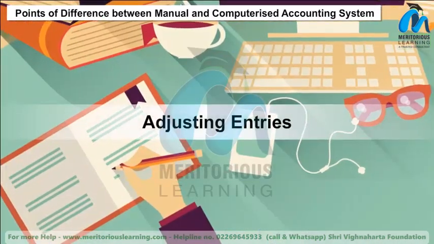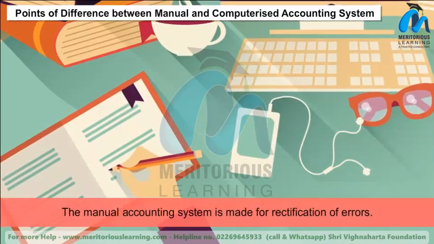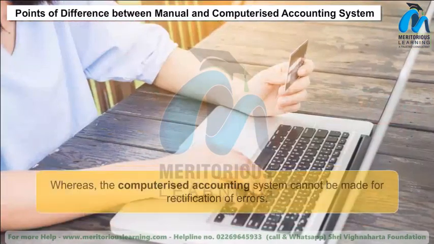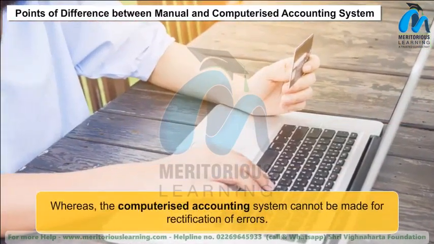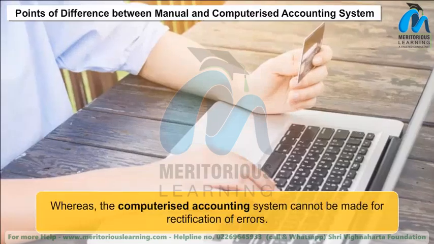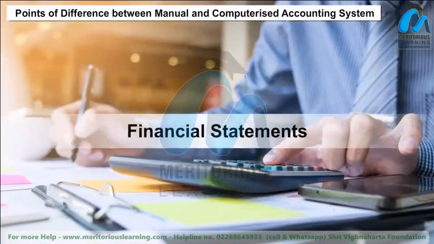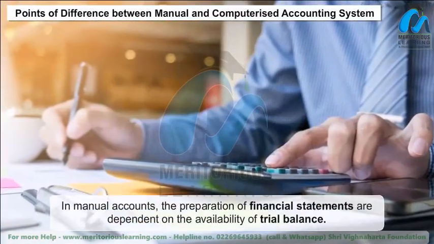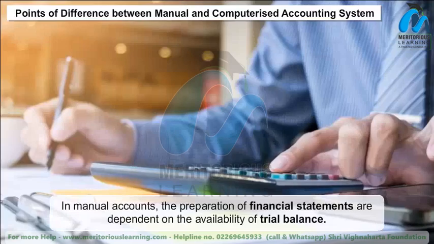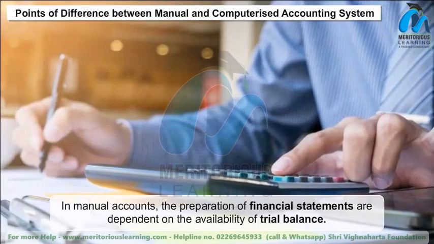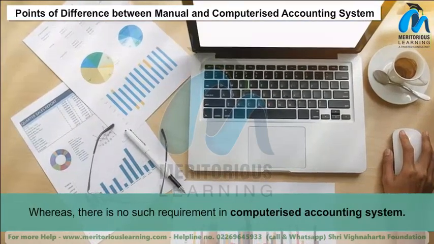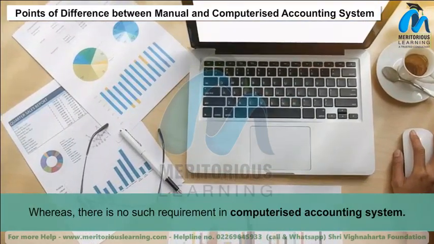Adjusting entries. The manual accounting system is made for rectification of errors, whereas the computerized accounting system cannot be made for rectification of errors. Financial statements. In manual accounts, the preparation of financial statements is dependent on the availability of trial balance, whereas there is no such requirement in computerized accounting system.